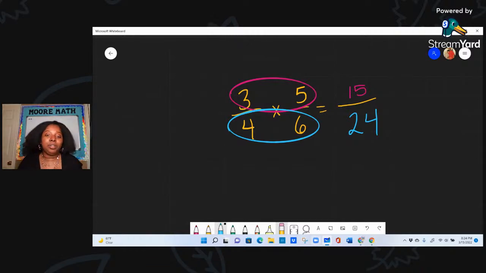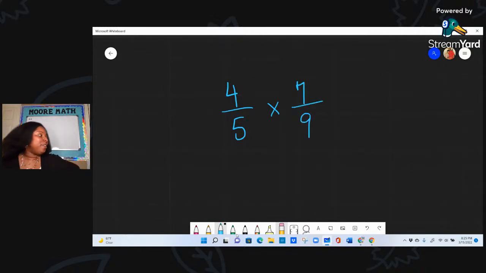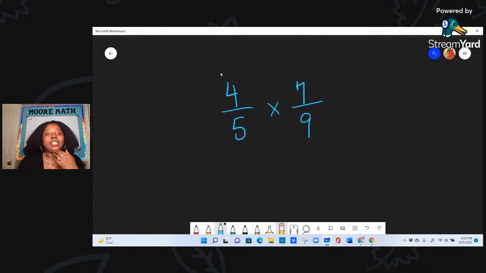Let's try another one because you guys are doing great. Okay, 4/5 times 7/9. Again, straight across. This is the only operation for fractions where you don't really have to think about it. How your mind would process this is exactly how you would do it. You just multiply straight across. You're good to go.